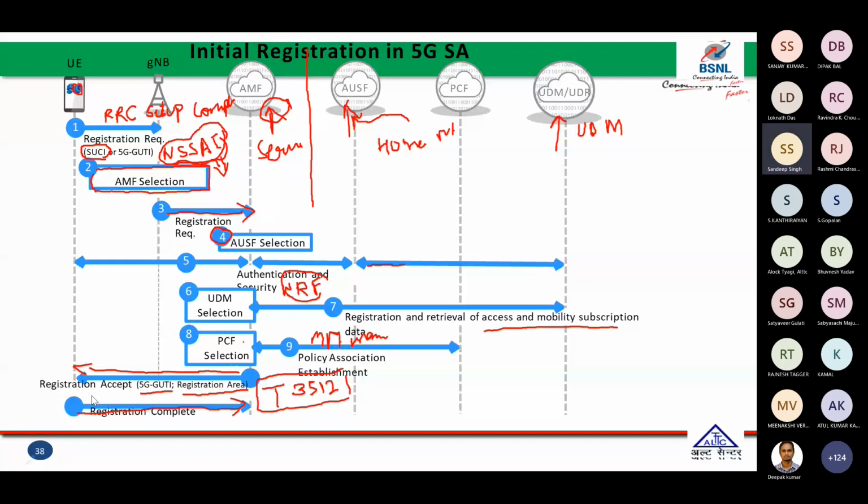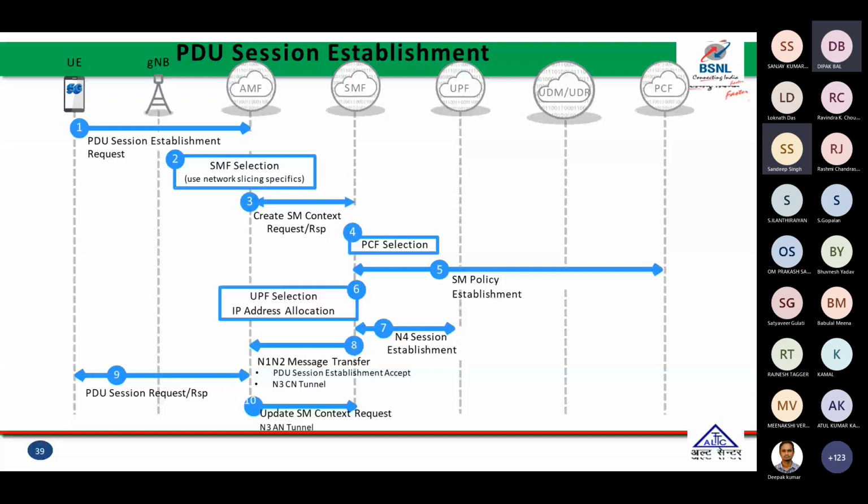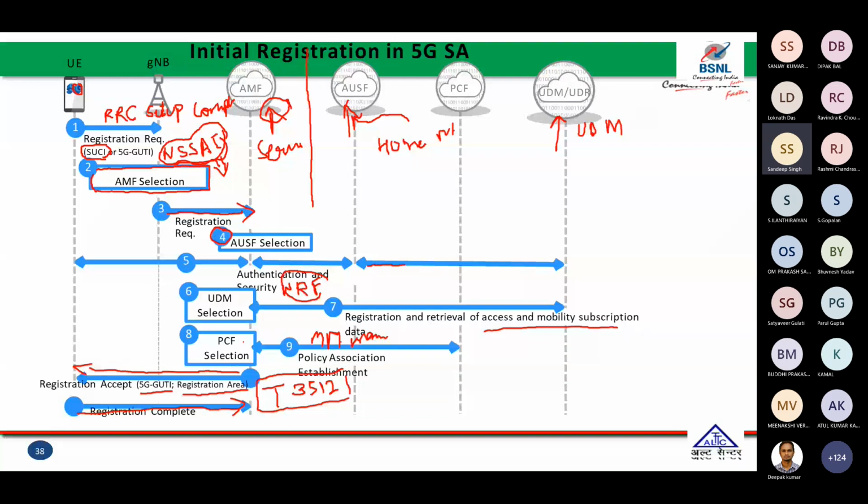Any question from the registration procedure of the 5G? Excuse me, sir. Sir, a little detail please. Yes, sir, please. Sir, one slide back, sir. Back slide. Registration. Okay. Yeah. Sir, the second step, selection of AMF.